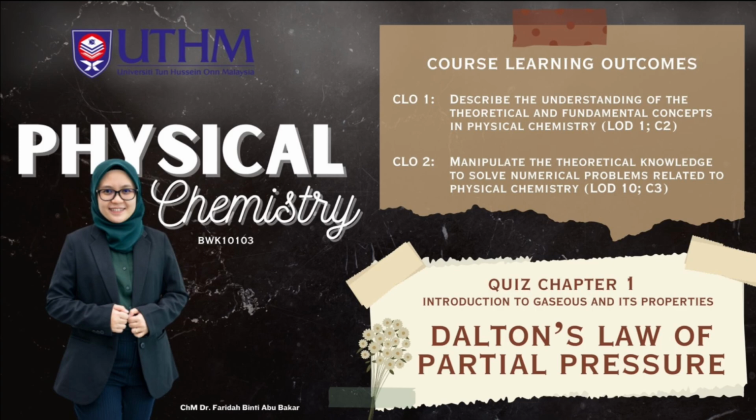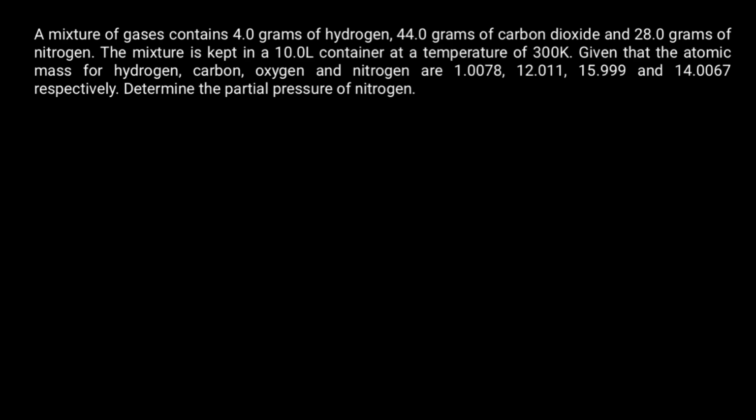So let's get started. A mixture of gases contains 4 grams of hydrogen, 44 grams of carbon dioxide and 28 grams of nitrogen. The mixture is kept in a 10-liter container at a temperature of 300 Kelvin. Given that the atomic masses of hydrogen, carbon, oxygen and nitrogen are 1.0078, 12.011, 15.999 and 14.067 respectively, determine the partial pressure for nitrogen.